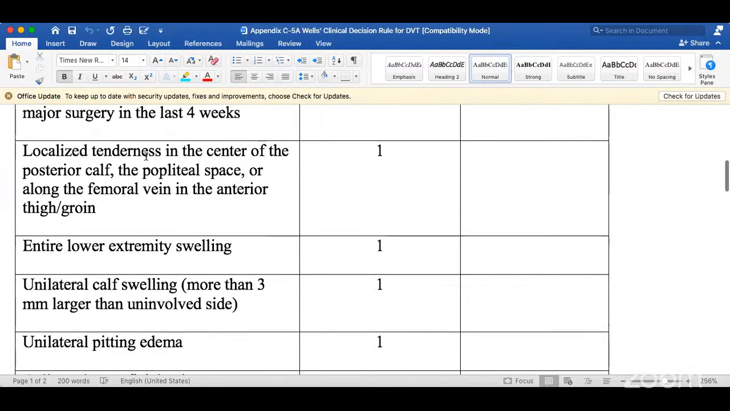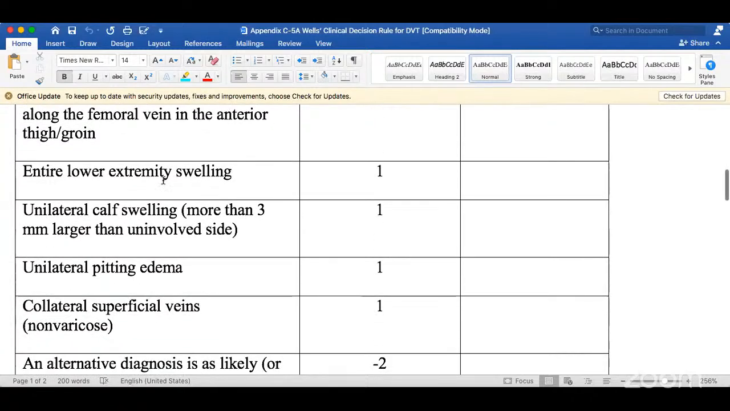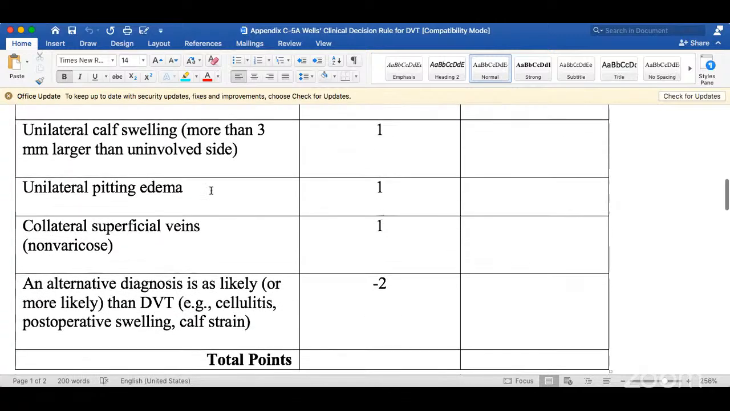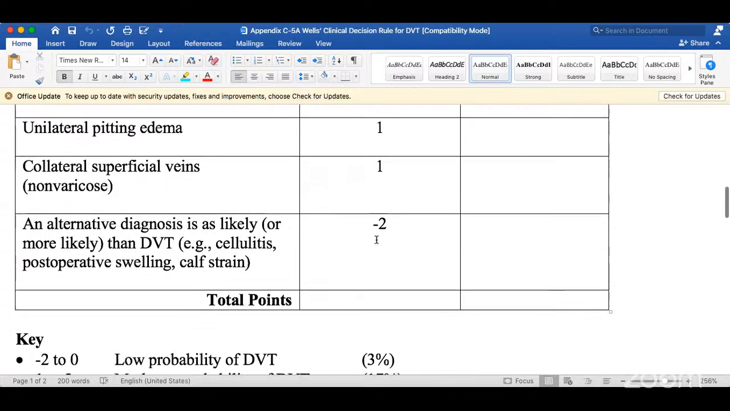Localized tenderness in the center of the posterior calf, the popliteal space, or along the femoral vein in the anterior thigh or groin gives a score of 1. Swelling of the whole lower extremity, or unilateral calf swelling more than 3 millimeters larger than the uninvolved side, and therefore you need to measure both sides, scores 1. Unilateral pitting edema on one side, and collateral superficial veins, non-varicose, you give a score of 1.